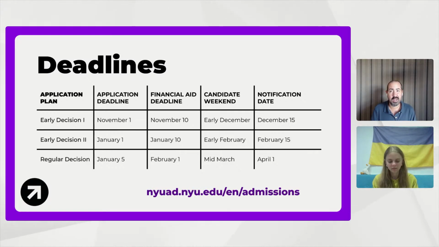If you still want to apply early and get your results early, but you're not ready to make that commitment, some universities have early action. NYU is not one of those schools, but there are some universities that will allow you to apply early and not commit to attending if you're admitted to the university. So that's just another thing to look out for.